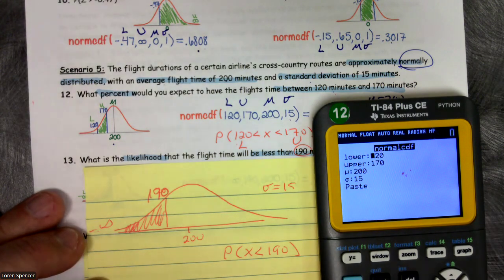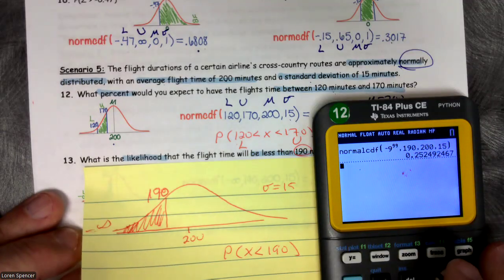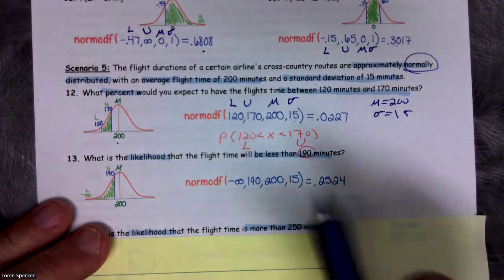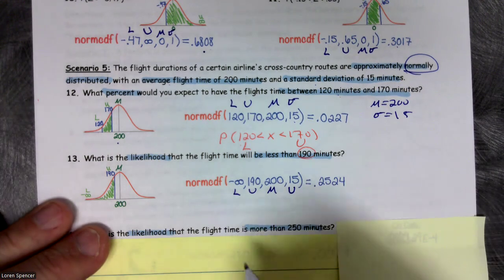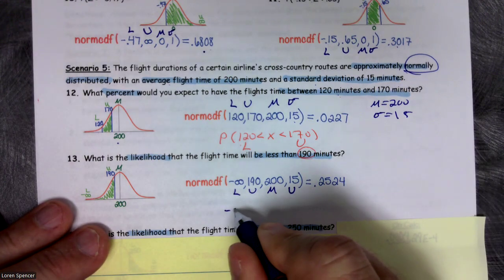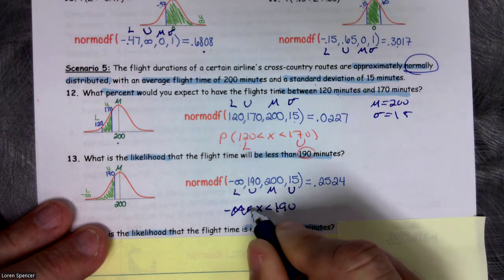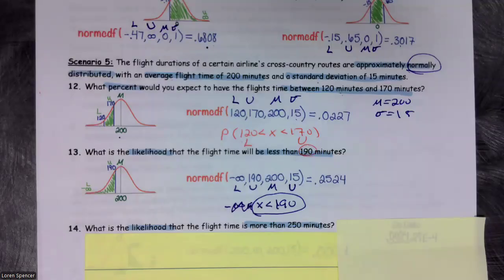Lower, well, we go to negative infinity, which is negative 9 raised to the 99th. We shaded up to 190 minutes. Our mean is still 200, standard deviation is 15. And we get 0.2524. Please don't round, please truncate. Once again, this is my LUMO: lower, upper, mean, standard deviation. We could write negative infinity is less than X is less than 190, but we don't like the infinity part, so we drop that off and just go with X is less than 190. That's my probability statement. Please get in the habit of writing that.